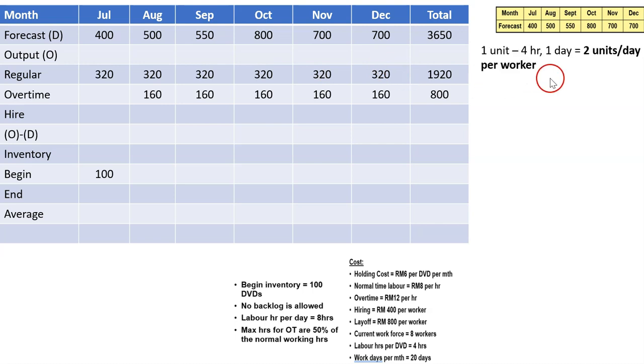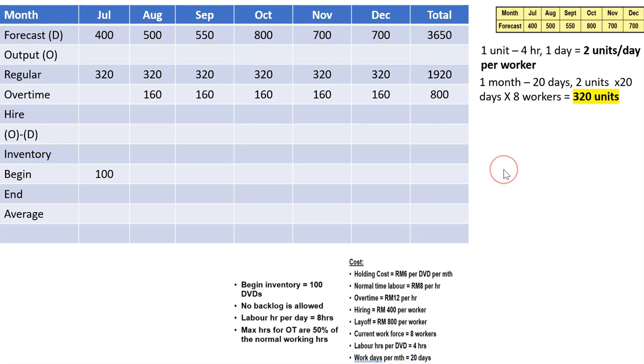So for the regular, we get information here in which they said that one DVD needs 4 hours. Okay, and one day the working hours is 8. So in one day they can make 2 DVDs per worker. So how many workers do they have? They have 8 workers and they work 20 days per month.